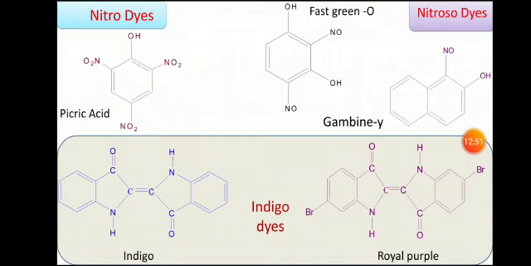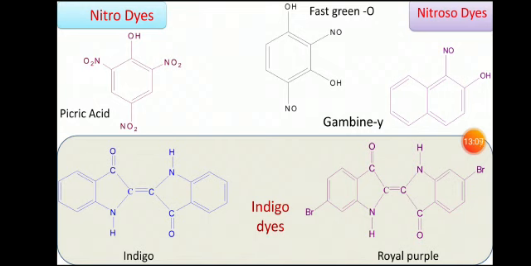We will see them one by one. Nitro dye: an example is picric acid. See, in picric acid, NO2 is the chromophore and OH is the oxochrome. Nitroso dye contains NO as a chromophore and OH or COH as an oxochrome.